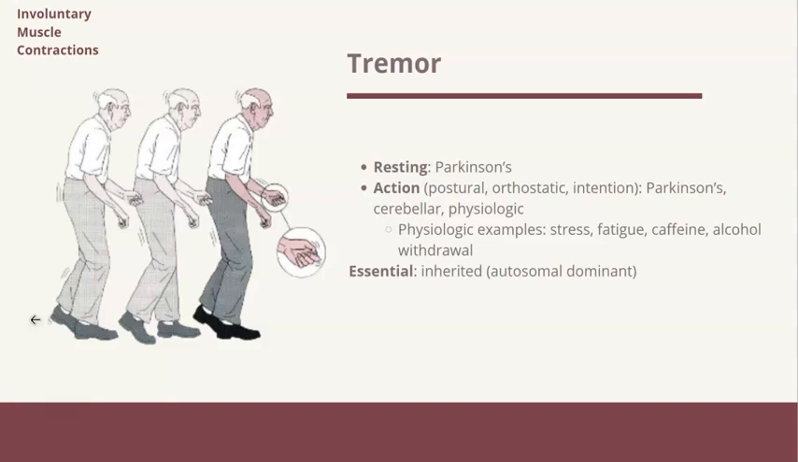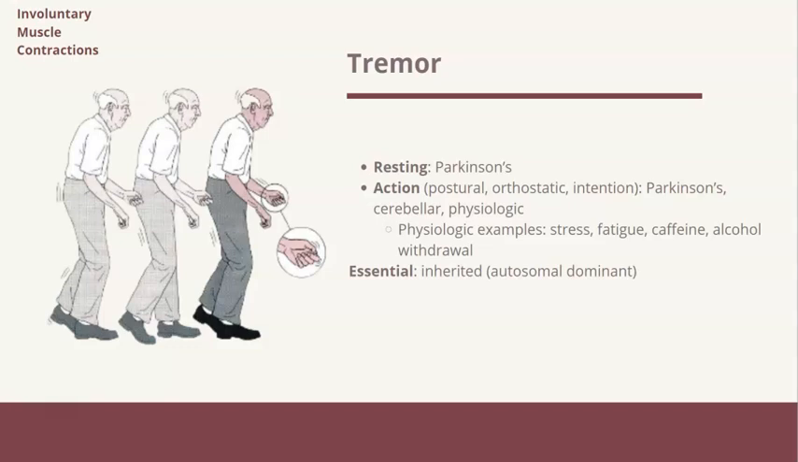Then we have action tremors, which is when the limb is outstretched against gravity. We have postural, which is an outstretched arm, and the arm is actually against gravity that causes a tremor. Orthostatic tremor is seen with standing or a change in position. And an intention tremor indicates a cerebellar problem. So this is seen when we're performing a specific task, such as finger-to-nose testing.